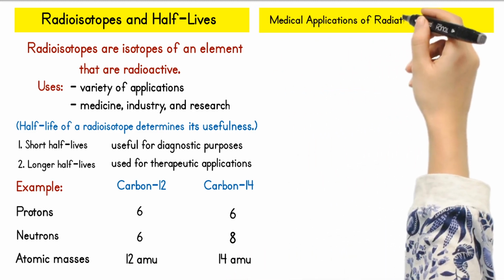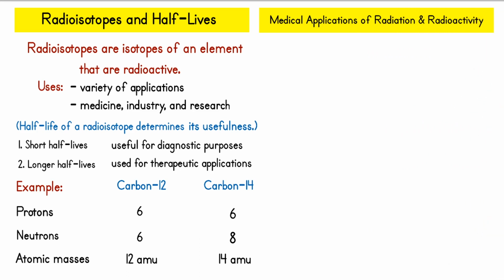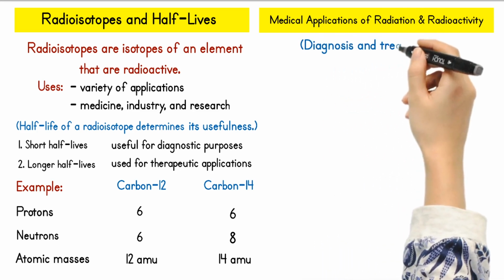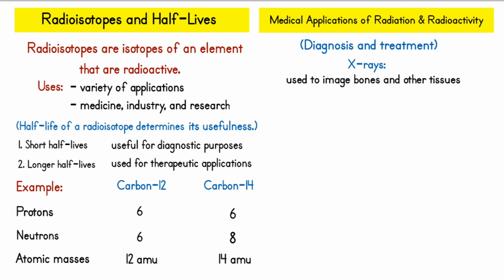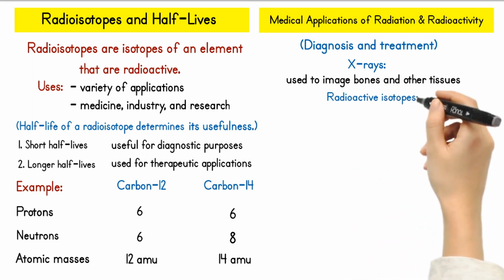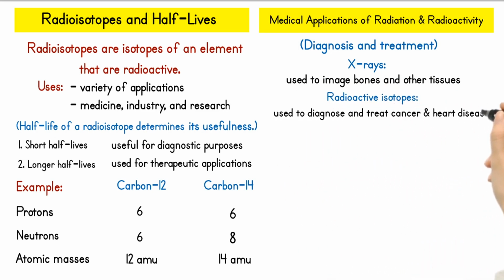Medical applications of radiation and radioactivity. Radiation and radioactivity have a number of medical applications, including the use of X-rays and radioactive isotopes in diagnosis and treatment. X-rays are used to image bones and other tissues, while radioactive isotopes can be used to diagnose and treat a variety of conditions, including cancer and heart disease.